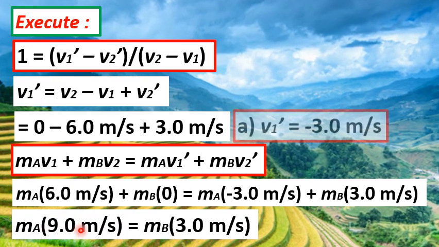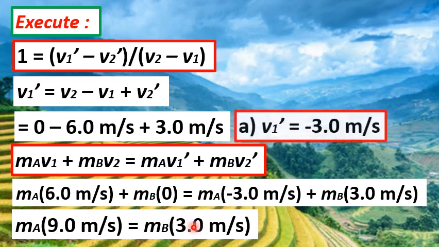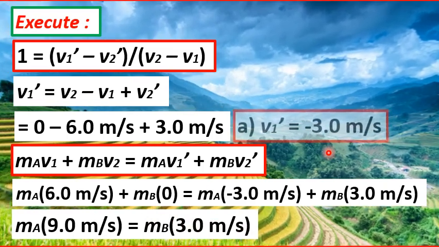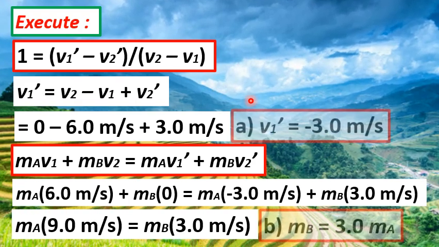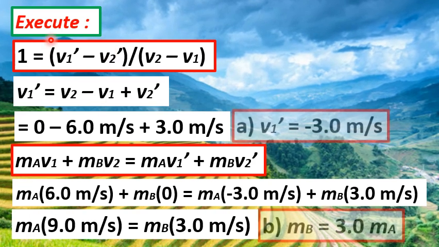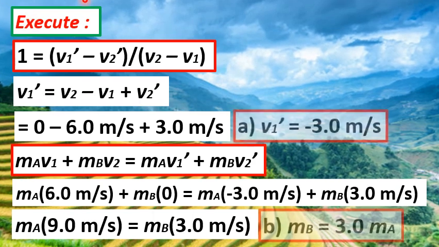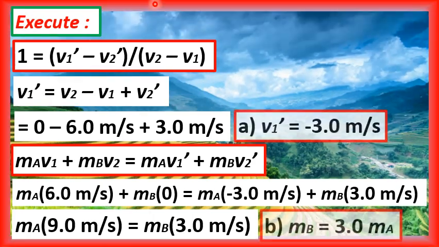And this can be simplified to ma times 9.0 meters per second equal to mb times 3.0 meters per second, which results in the mass of object B being equal to 3.0 times the mass of object A.